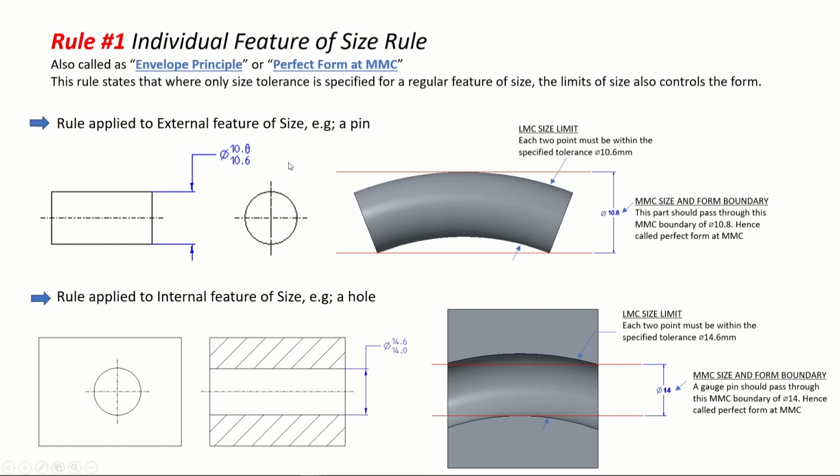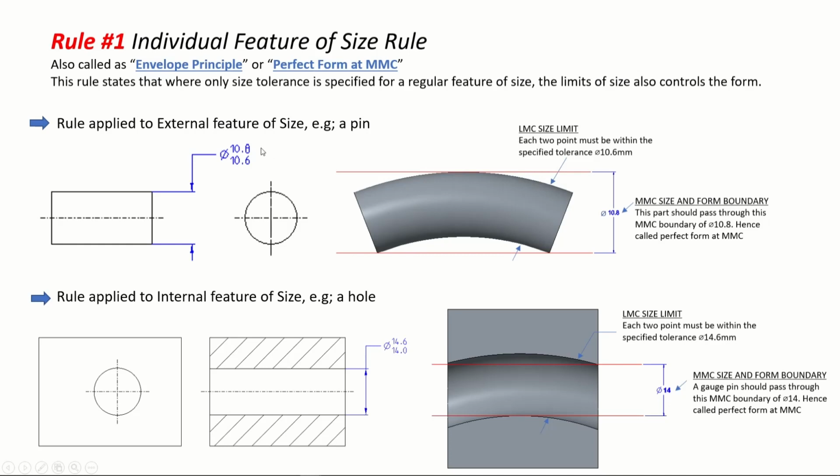So what will happen here is that you can take a hole of 10.8, the maximum material condition, and imagine that any part within this range can pass through this. That will be an acceptable part. If someone produces a part which is beyond this range, it will not be acceptable. Okay, in that there is a catch.